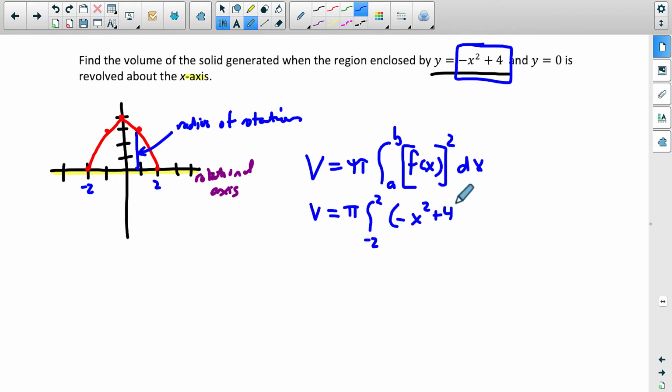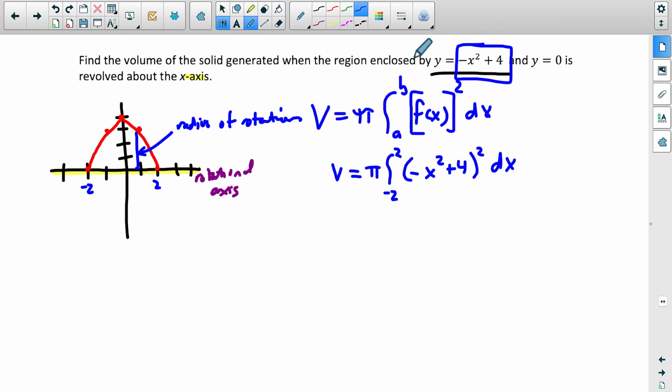But remember, we've got to square it. And we're going to do this in terms of x. If we do that, we've got our answer. I haven't left myself much room. I'm sorry if I messed you up here. So the first thing we should do is actually square this. So I still have pi, negative 2 and 2. Okay, now we're going to square this, negative x squared plus 4.